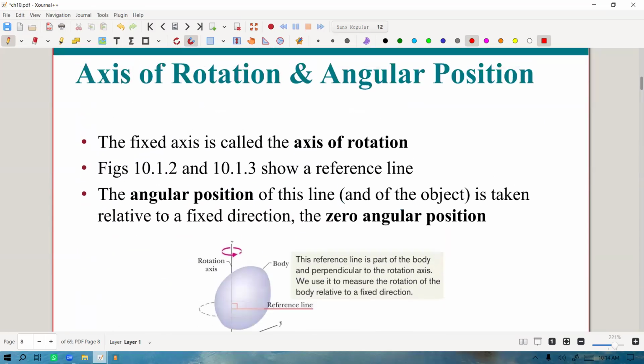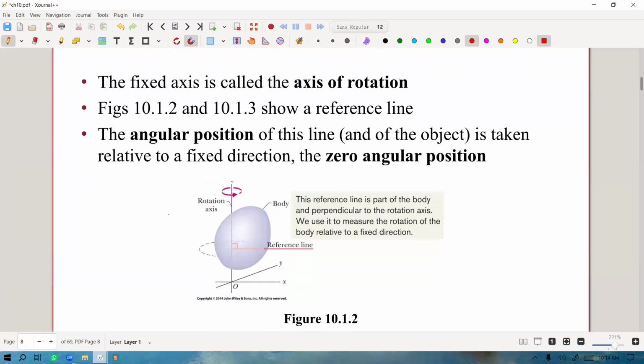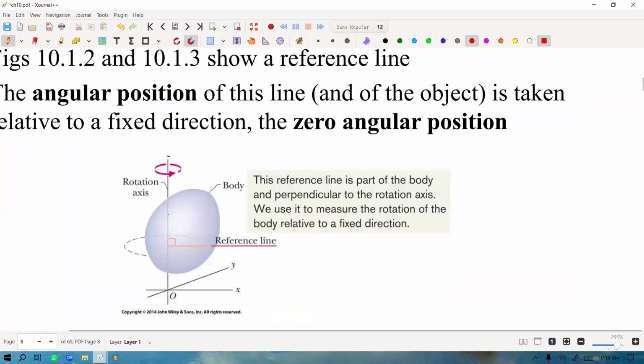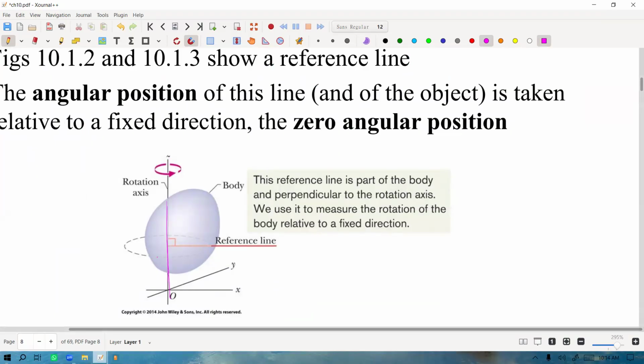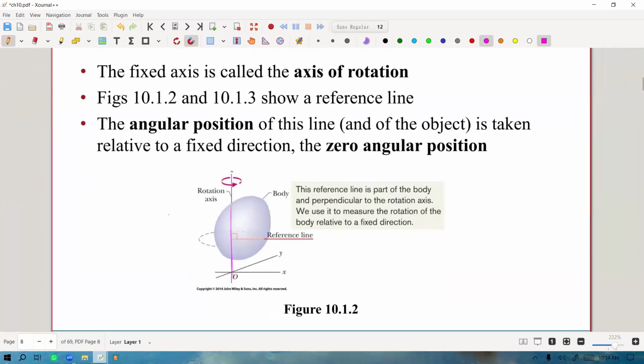Okay, here is the important thing: axis of rotation and angular position. The fixed axis is called the axis of rotation. In this case, this one is the rotational axis. And then the angular position of this line and of the object is taken relative to a fixed direction, the zero angular position.